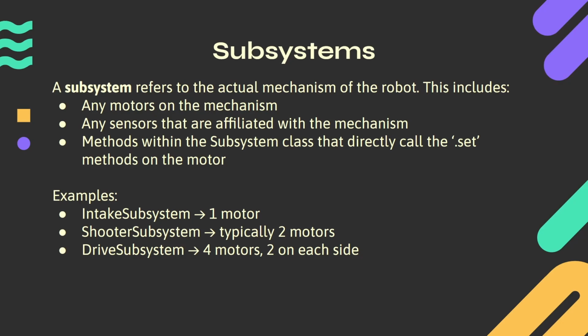Here's an example. For an intake subsystem, you would define, configure, and write methods for one motor. For a shooter subsystem, you would do two motors, and for a drive subsystem, it's usually four motors, two on each side, but that could change. These are different ways we define our subsystem.